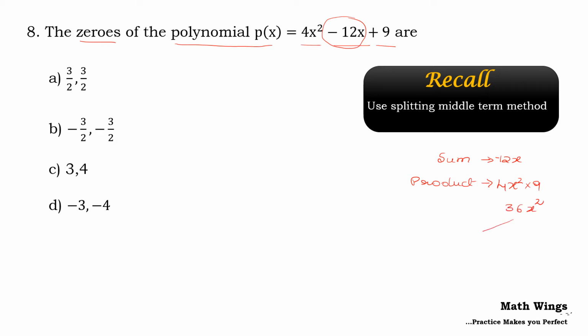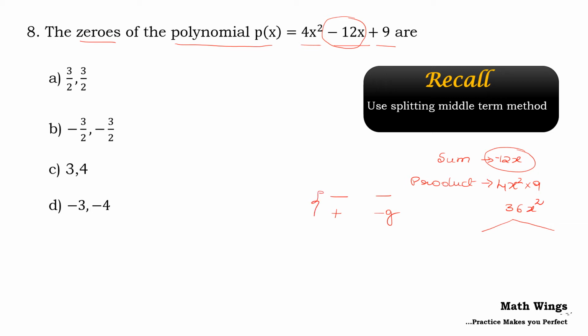So now to split this, we have to find the numbers which gives you product as 36x square and sum as minus 12x. Since I have the sum as negative, I have two chances. When we add two numbers with one positive and one negative, we can get negative sign of the sum when we have greater number as negative, as well as we can get the negative sign when we have both the negative numbers.